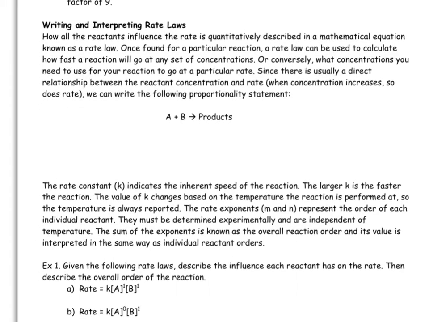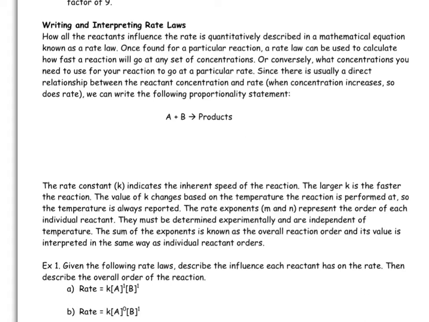How all the reactants influence the rate is quantitatively described in a mathematical equation known as a rate law. Once found for a particular reaction, a rate law can be used to calculate how fast a reaction will go at any set of concentrations, or what concentrations you need to use for your reaction to go at a particular speed. Since there is usually a direct relationship between the reactant concentration and rate, so when concentration increases, so does rate, we can write the following proportionality statement.